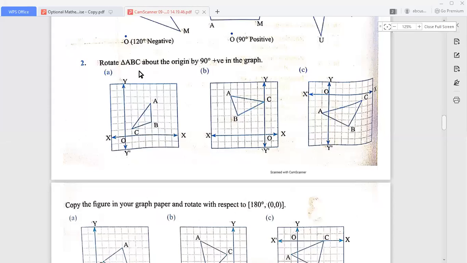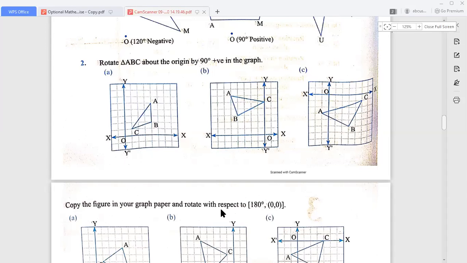Here, we have to rotate this triangle ABC about the origin. About the origin. That means the center is here. The center of the rotation is the origin, and the angle is 90 degrees in the anti-clockwise direction. Positive direction means just anti-clockwise direction.